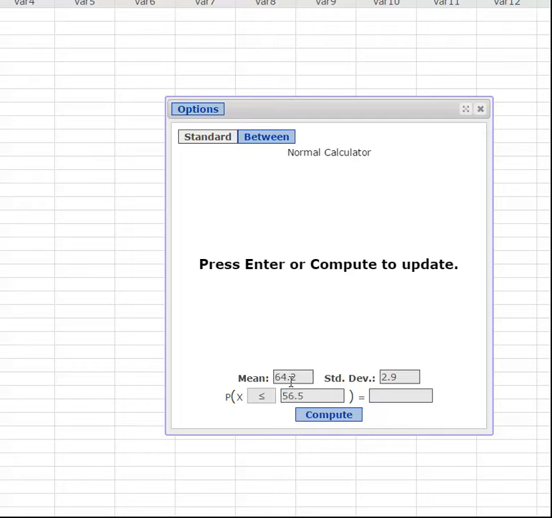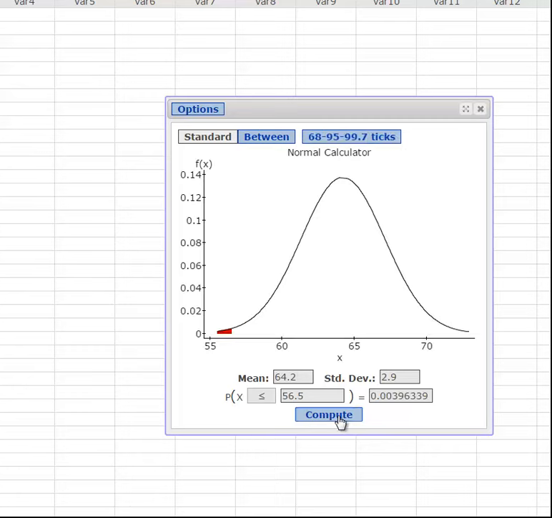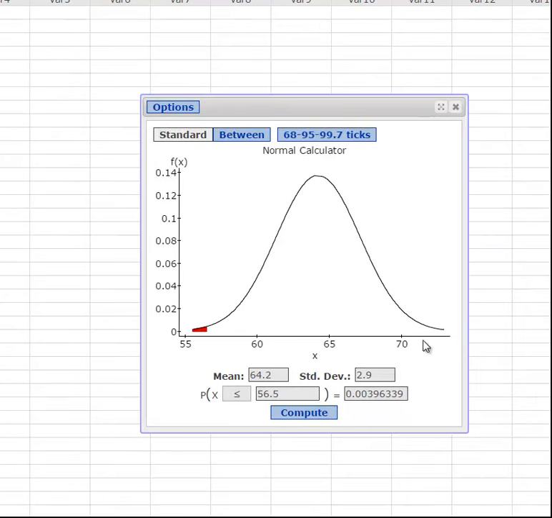Now remember from my standard normal video, the case of equality doesn't matter in the continuous case. I only have two options here, so this is also the same thing as the probability x is strictly less than 56.5. Now I'm going to click on Compute, and it's going to give me the shaded area. That's a really nice feature of StatCrunch. The corresponding probability is 0.004 approximately.